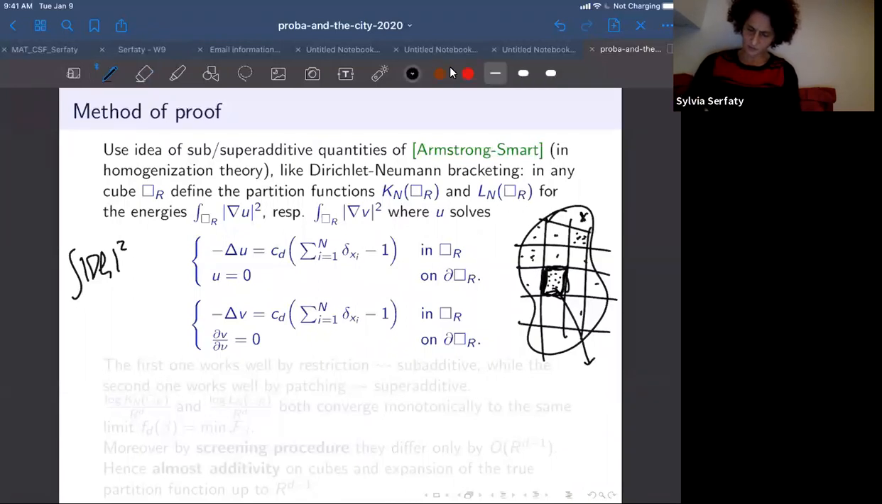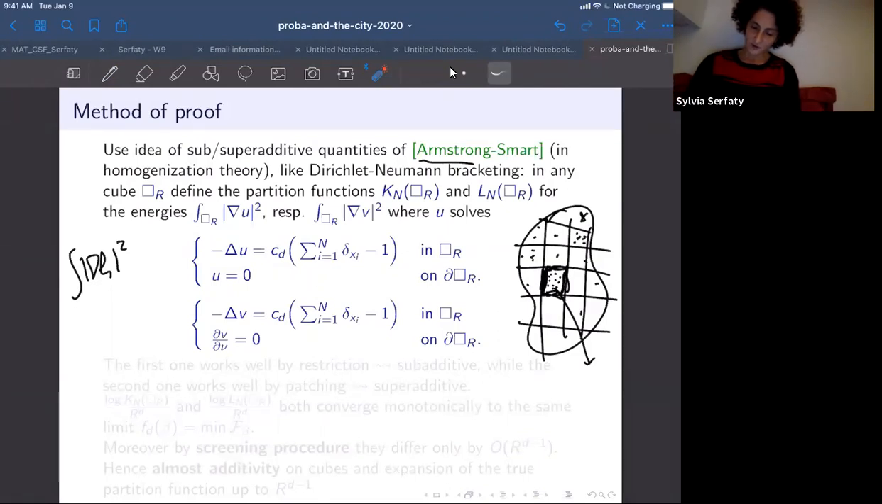So the procedure has been refined over the years, but now the way we think of it in this work with Scott is that we use two different energy quantities. And so two different partition functions, one of which is going to be naturally subadditive, and one of which is going to be naturally superadditive. And if you have a subadditive and a superadditive quantity, and you can show that they're not too different from each other, it means that the actual thing is almost additive. So what are these quantities?